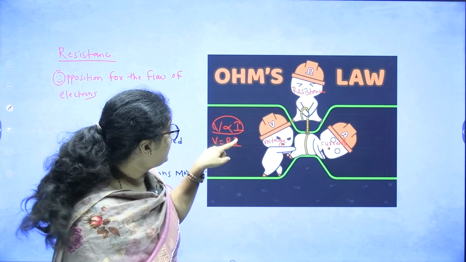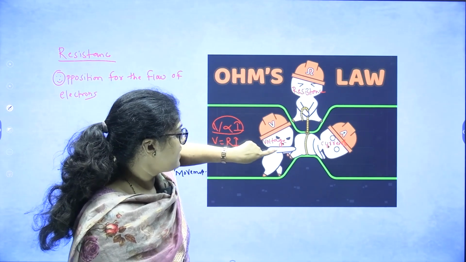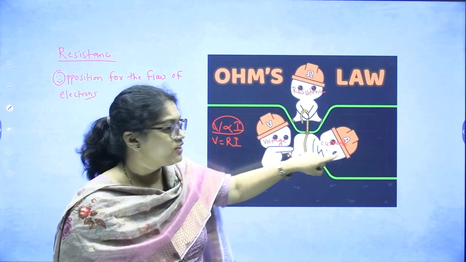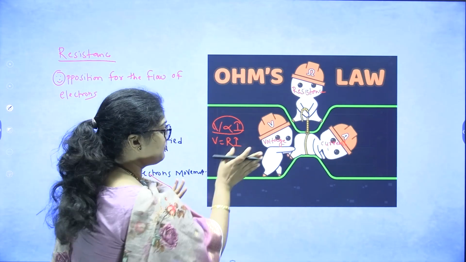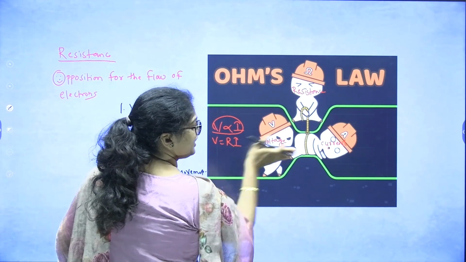Now observe this diagram. According to Ohm's law, if voltage increases, current increases. Yes or not? If you observe the diagram, the voltage is pushing the current to go.